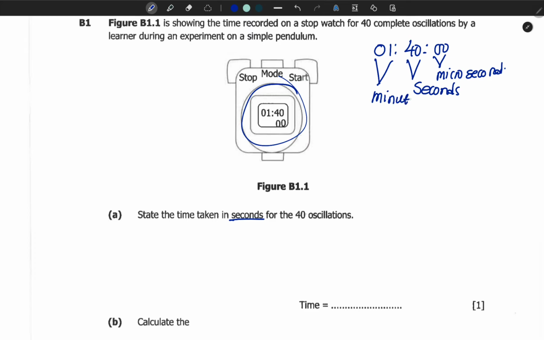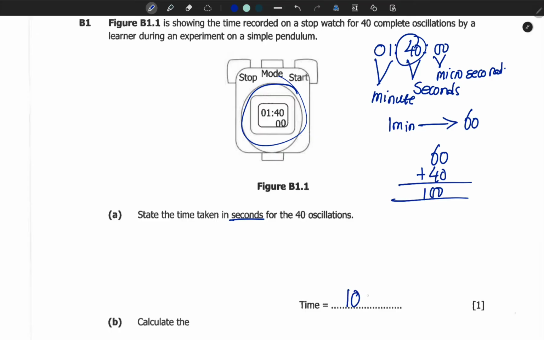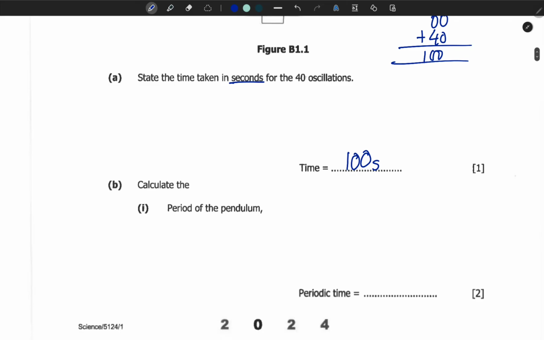then 1 minute. Now, since our question is in seconds, I'm going to change 1 minute into seconds. So remember, 1 minute is equal to 60 seconds plus this 40 seconds. So this adds up to 100 as our final answer. So we can now move on to question B.